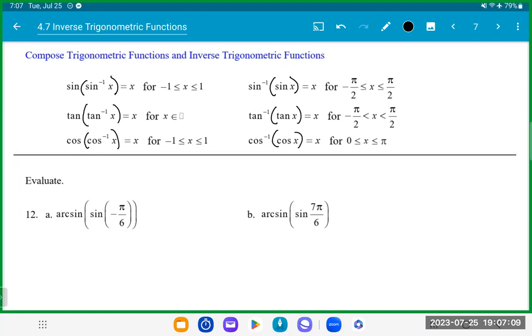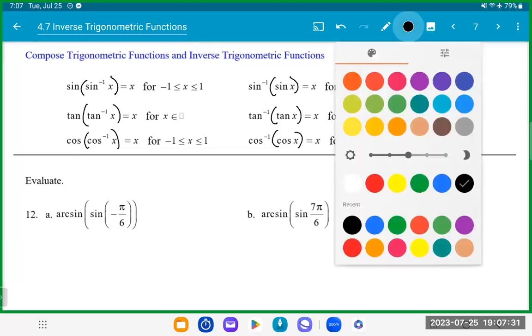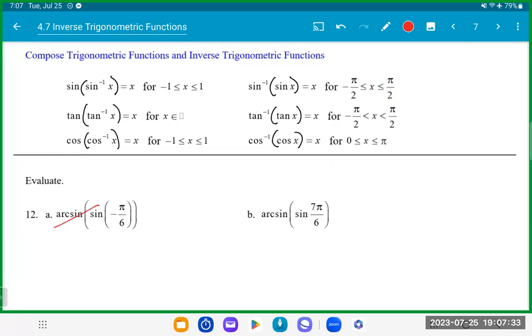So if we have, like we have here, the arc sine times the sine, those are going to cancel with each other, right? And that's going to just leave us with negative pi/6, okay?